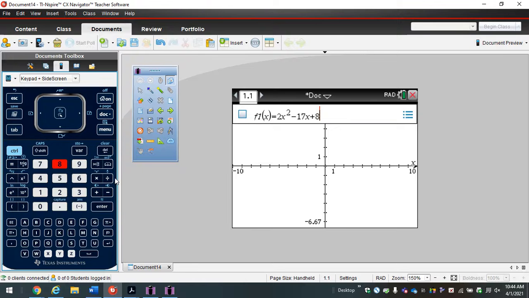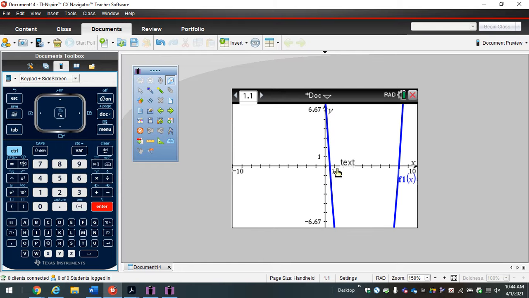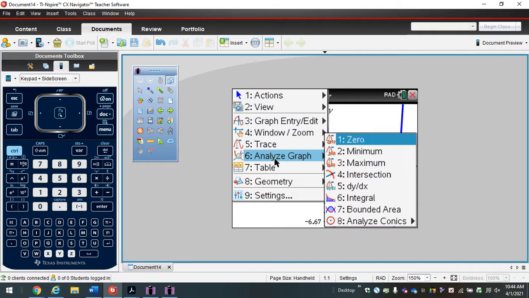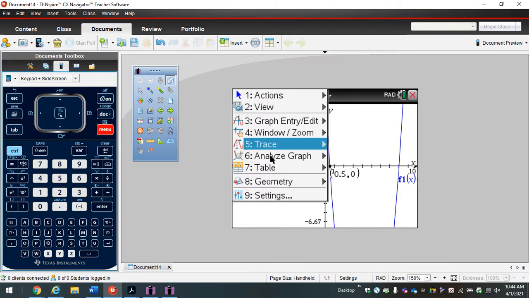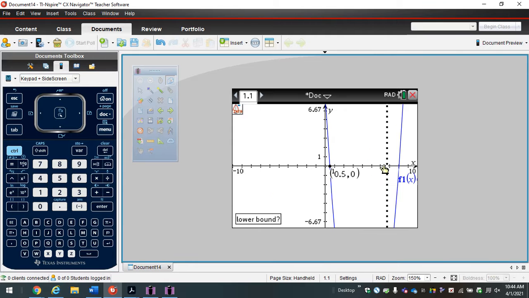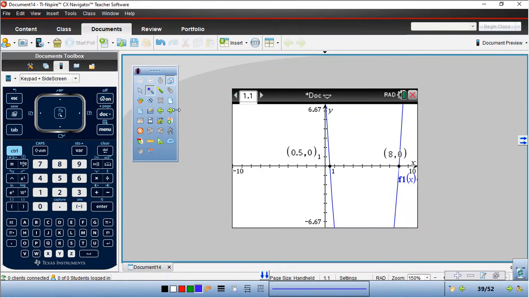So then I graph that one, and those are my zeros. Now I can find my zeros by going menu, analyze graph, zero, left to right. There that one is. Menu, analyze graph, zero, left to right. There that one is. So we have two answers, 8 and a half. Oh, that's easy. Those are very easy.